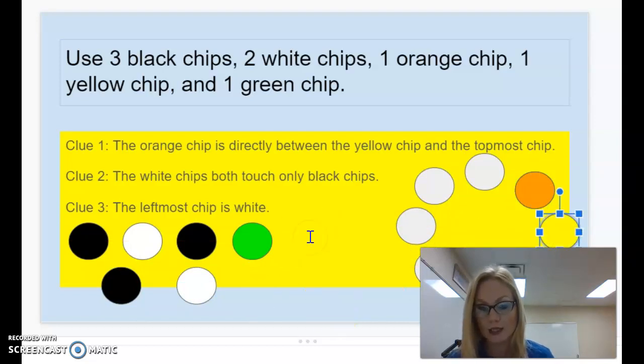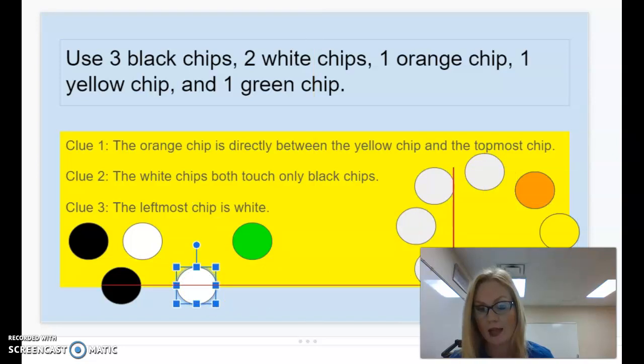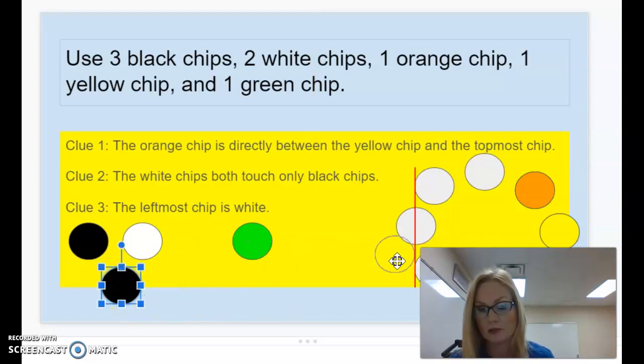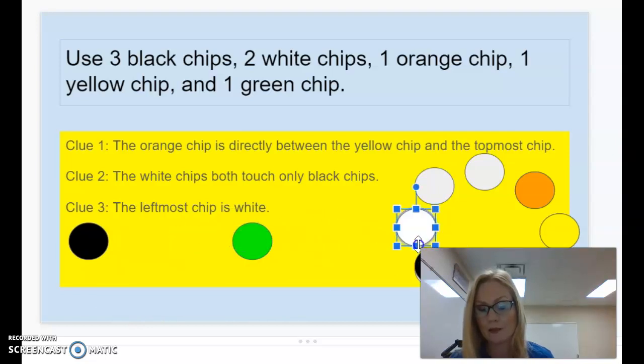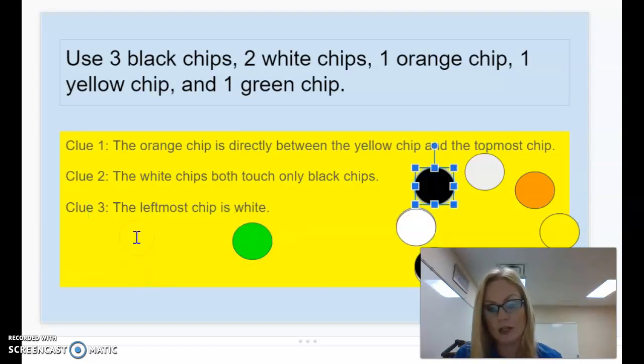Okay, now, second clue, the white chips both touch only black chips. So we're going to have to figure out, okay, let's put a black chip here, and we know that only white chips touch black chips. And right here. So then the third clue says the leftmost chip is white. So this is our leftmost because it's on the left side, so we're right. We picked the right side for the white chip to go.